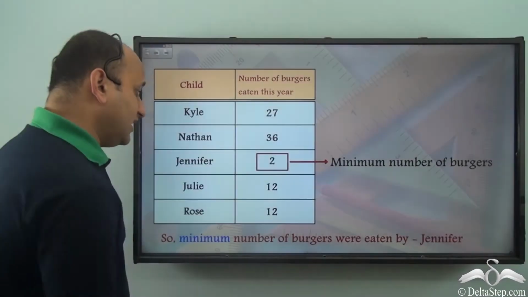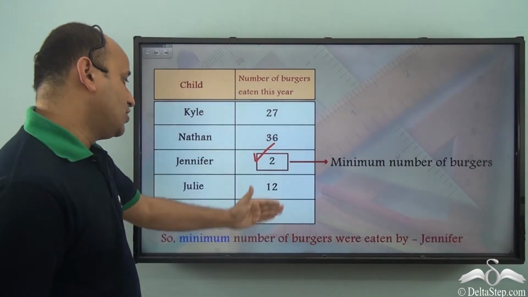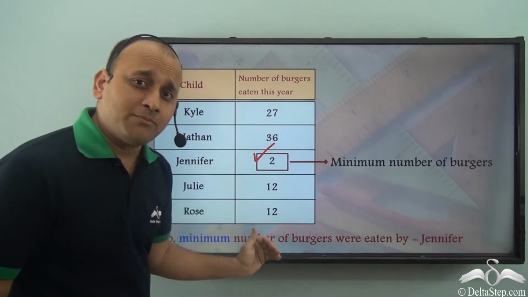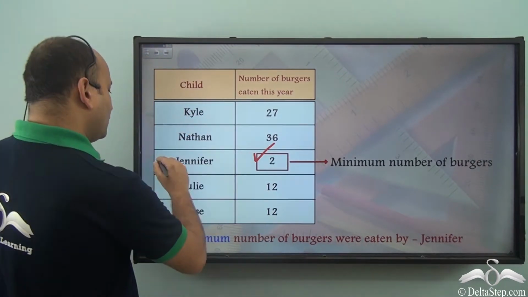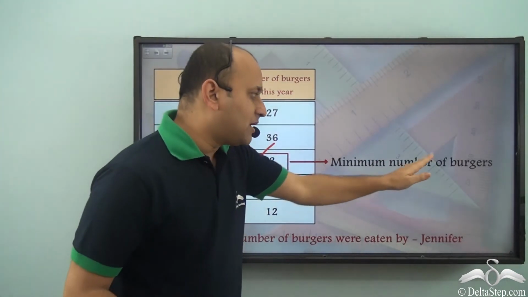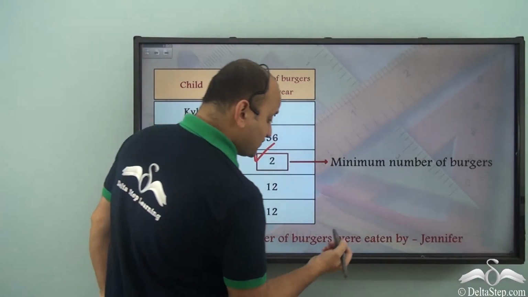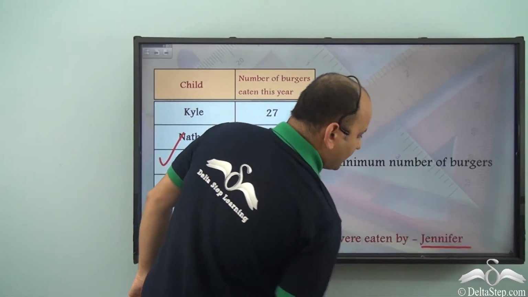Well, definitely 2 is the smallest number. So in this list, who had the minimum number of burgers? Well, it was Jennifer. So Jennifer had the minimum number of burgers this year. So the minimum number of burgers were eaten by Jennifer.